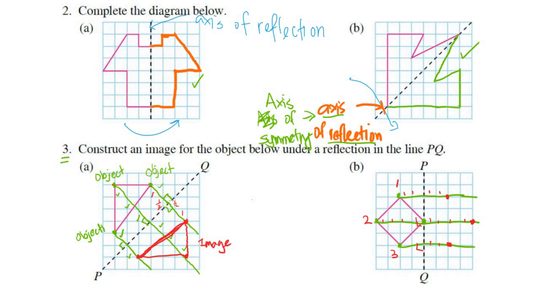So now we can join all the points together. Then you can have the answer. So this is the answer for question number 3B. Okay. So this is the answer for questions number 2 and 3. So I hope you understand and try to complete all this exercise in your exercise book.